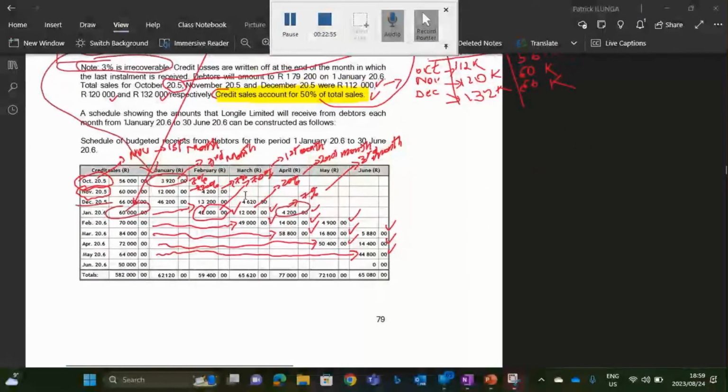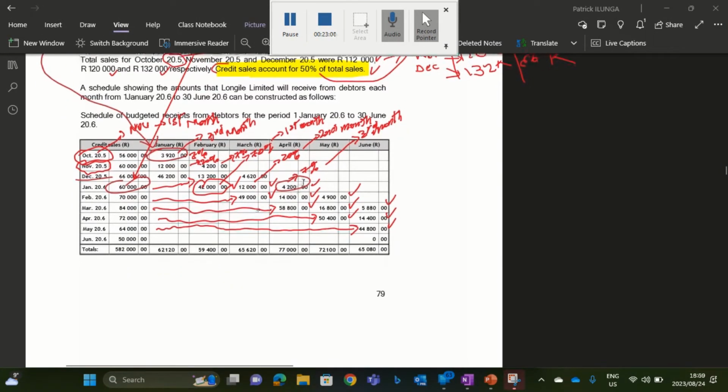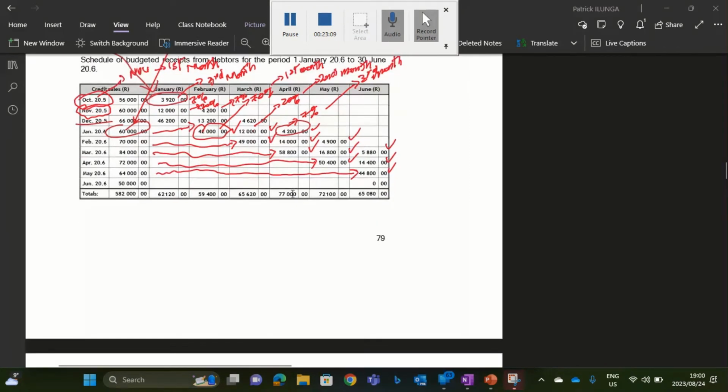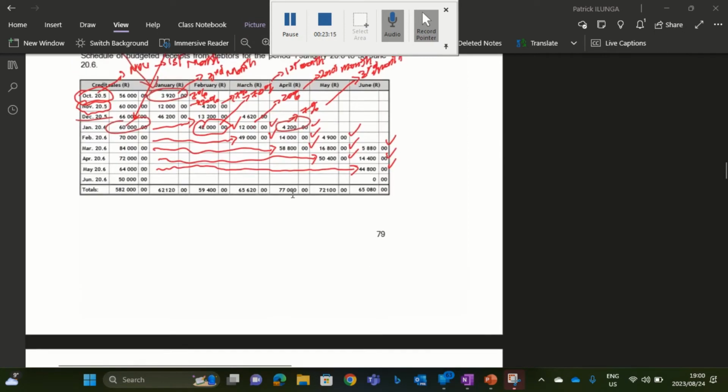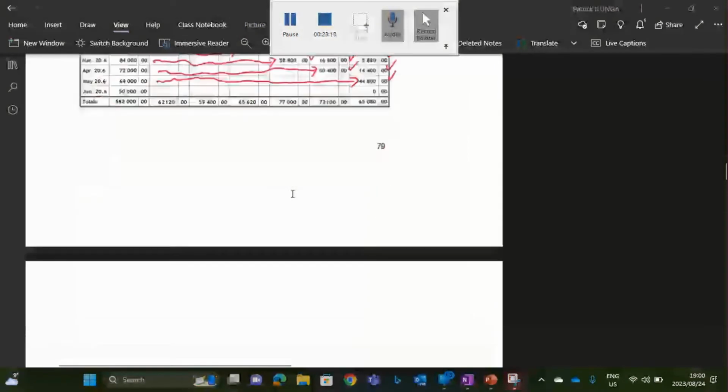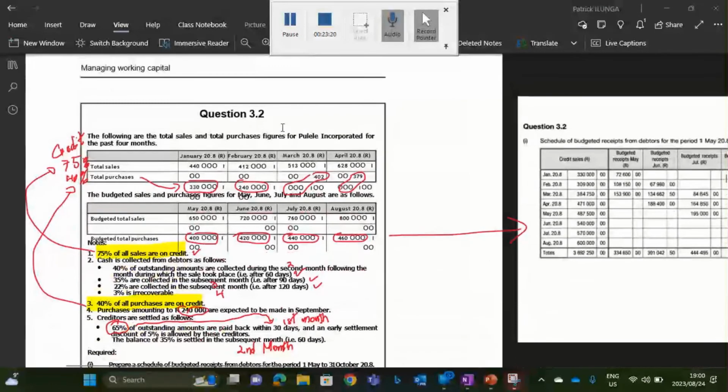70% of it will recover in February, 20% of it will recover in March, and the 7% will recover in April. I have put all the arrows to show you so that you know exactly what you are looking at. And thus, these will always come in your assignment and in your exam. So it's good for you to practice this kind of thing, to understand this kind of thing.